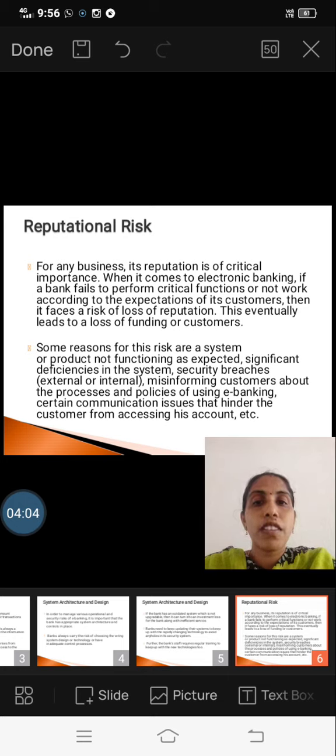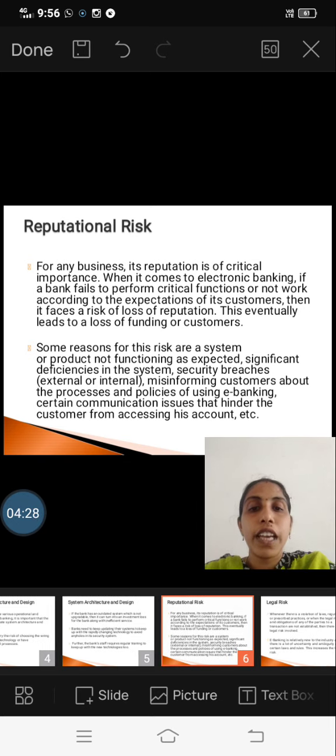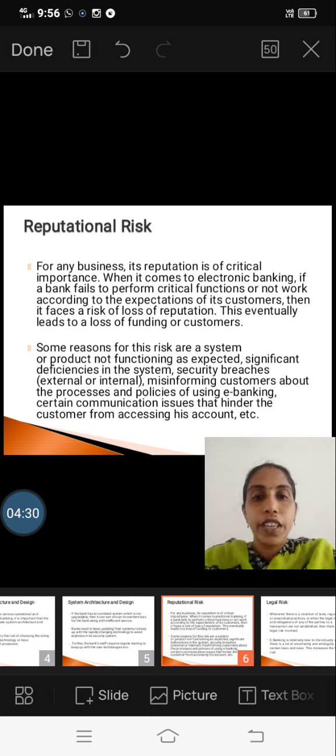There may be various reasons for this kind of risk, whether internal or external to your organization, that is, your banking environment. For example, proper communication may not be passed on to your customer, or the customer may not be able to access their accounts, etc. These are certain risks which may lead to reputational risk.